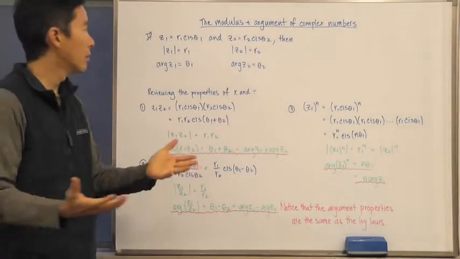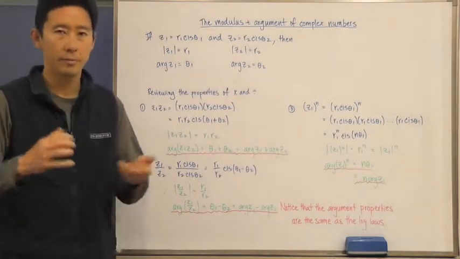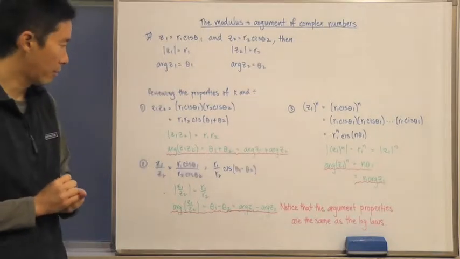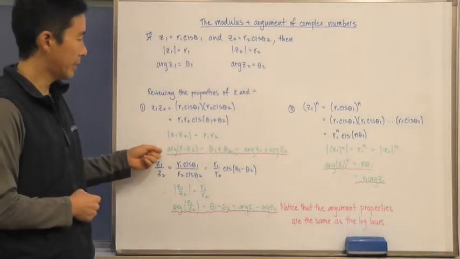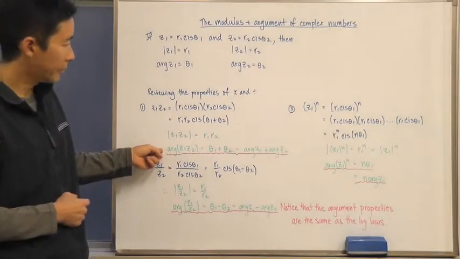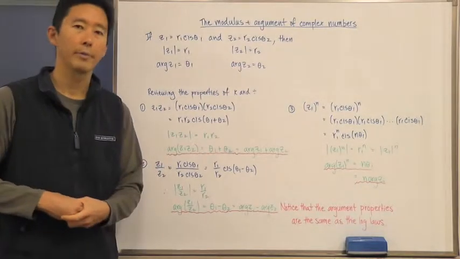So there you go. If we take a look at the modulus and arguments of complex numbers when we perform multiplication or division on those numbers in their polar forms, we have some very nice properties which are very similar to the logarithm laws when we discuss the argument.